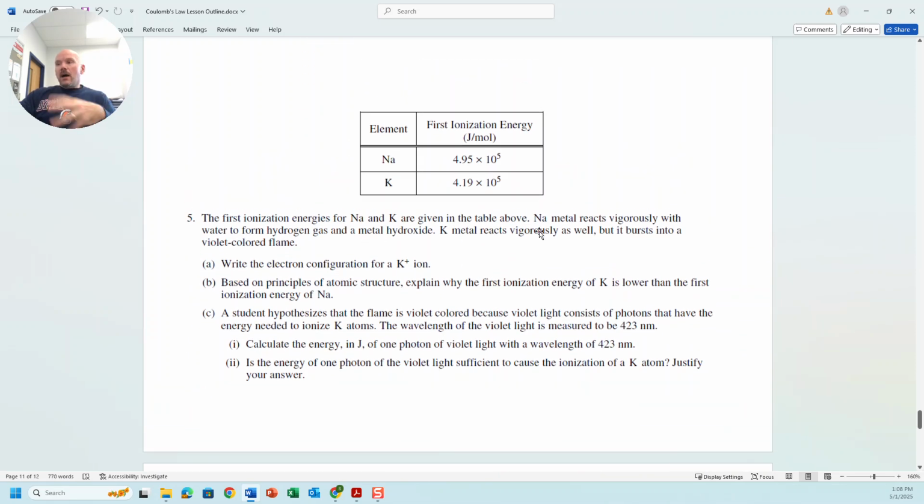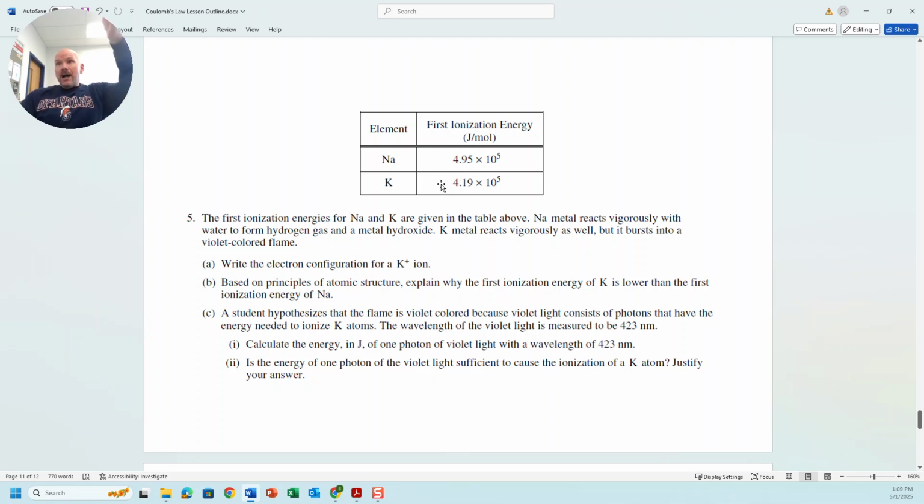So here we got a free response question. Notice they give you ionization energy. Now here, look at this. It says energy per mole of electrons being removed. So if you wanted to find the energy to remove just one electron from one sodium atom, you would divide this by Avogadro's number. But why does potassium have a lower first ionization than sodium?